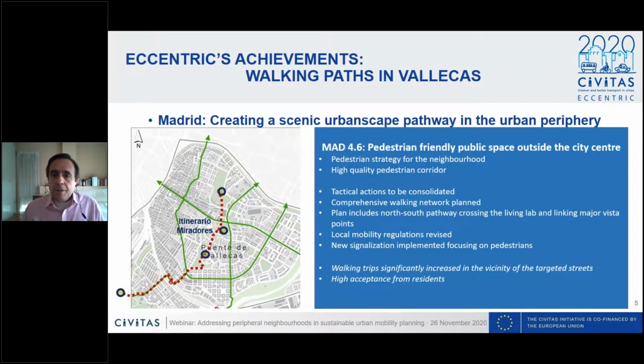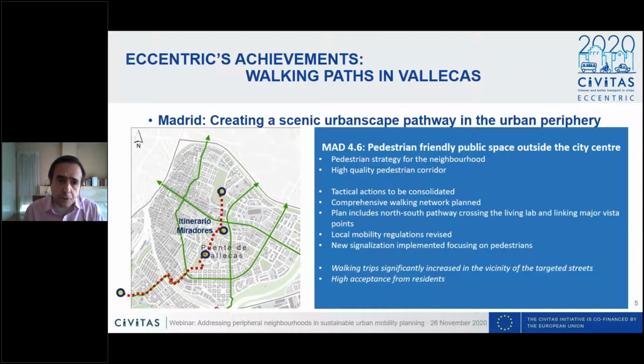And then we developed a whole strategy for the neighborhood, and these are the main itineraries that we identified. We identified one particular high quality pedestrian corridor, which was interesting because it was linking different landmarks in the district and providing a much needed connection between the north and the south of the neighborhood. So this was part of a comprehensive walking network for all the district. We also had, and I would like to highlight this, local mobility regulations revised. The municipality revised the mobility ordinance, not only for the neighborhood, that was made for the city as a whole, but it was particularly implemented in Vallecas in the framework of ECCENTRIC.